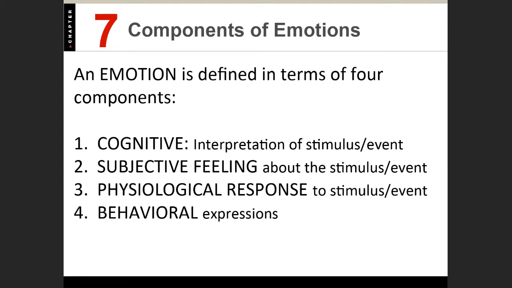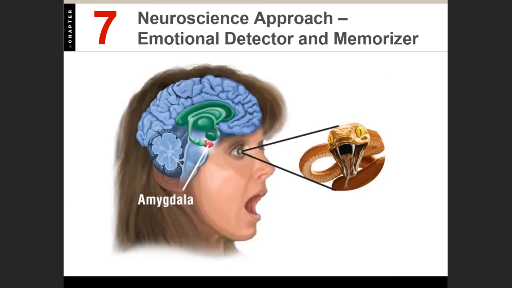And of course, there are a lot of different parts physiologically that make up your emotional expression. For example, the amygdala, which is the emotional detector and memorizer in your brain, that's really important because it helps us memorize, especially emotional events in our lives. And it also just sort of goes into high gear when there's something emotional going on.